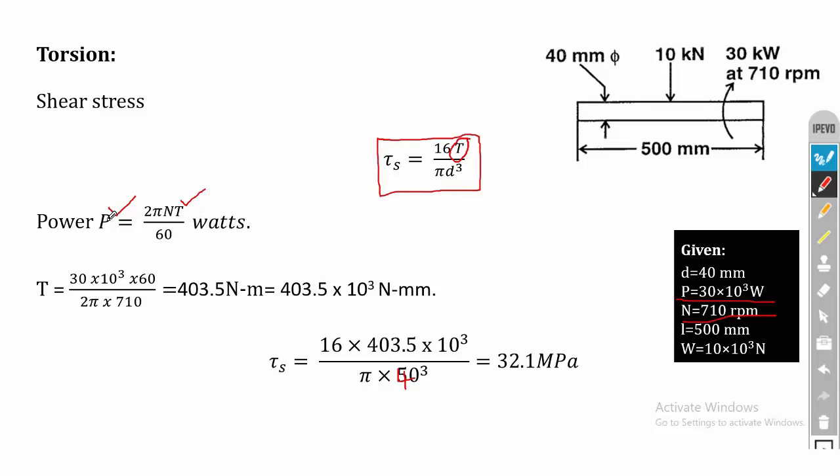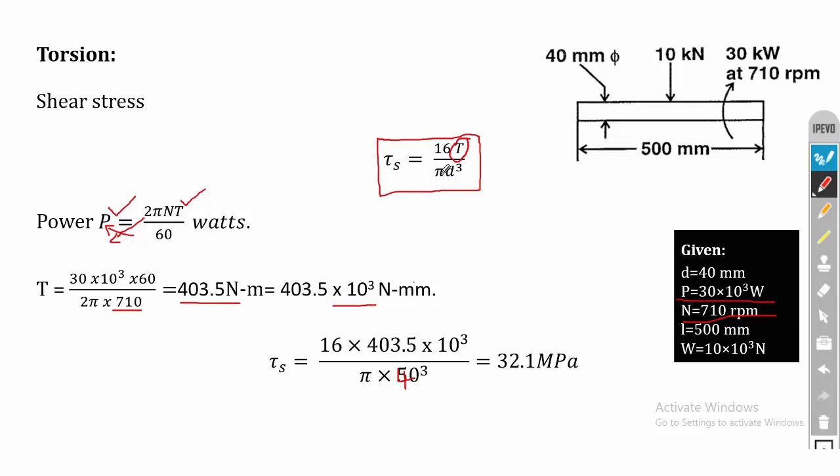So I am going to substitute everything. T is equal to P into 60, bring the 60 to the left side, divided by 2 pi n. So P is 30 into 10 power 3 into 60 divided by 2 pi, and the speed is 710 rpm. So we will get T equal to 403.5 Newton meter. To convert this Newton meter into Newton mm, I am going to multiply by 10 power 3. So 403.5 into 10 power 3 Newton mm.